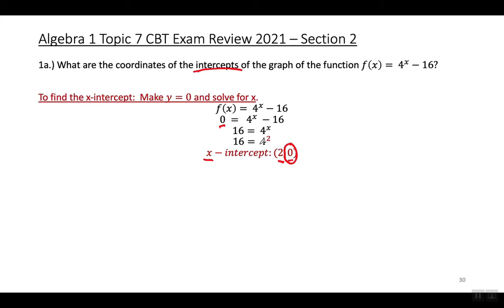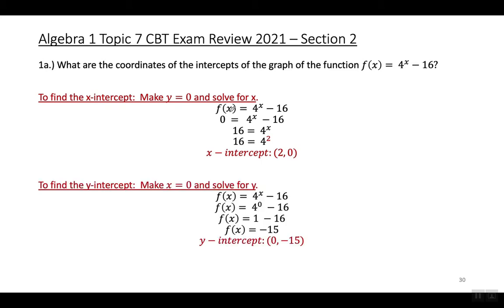Okay, para encontrar el intercept de x, tengo que hacer y igual a 0 y resolver para x. Recuerden que f de x quiere decir lo mismo que y. All right, now let's find the y-intercept. Okay, ahora vamos a encontrar el intercept de y. So to find the y-intercept, I'm going to make x equal to 0 and solve for y. Okay, para encontrar el intercept de Y, tengo que hacer X igual a 0 y resolver para Y.